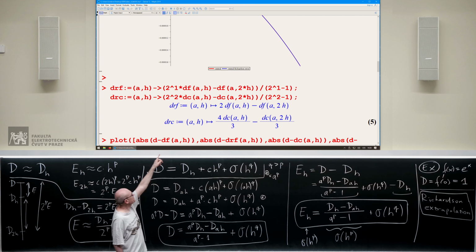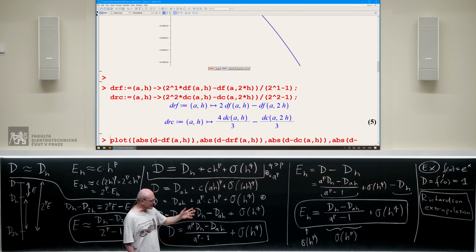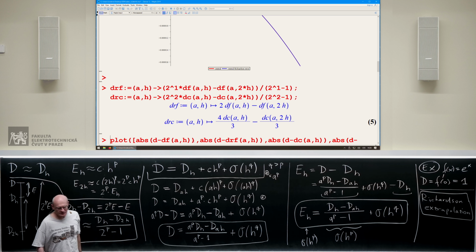Okay, for the central difference, we are dividing by 3. We talked about it before. The order of error for central difference is 2, so it's a better method. Okay, let's do some comparisons.